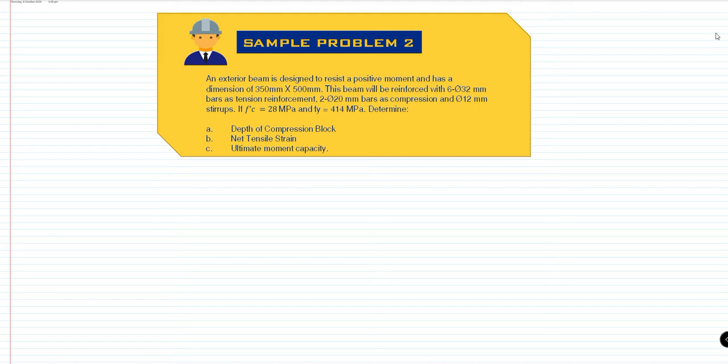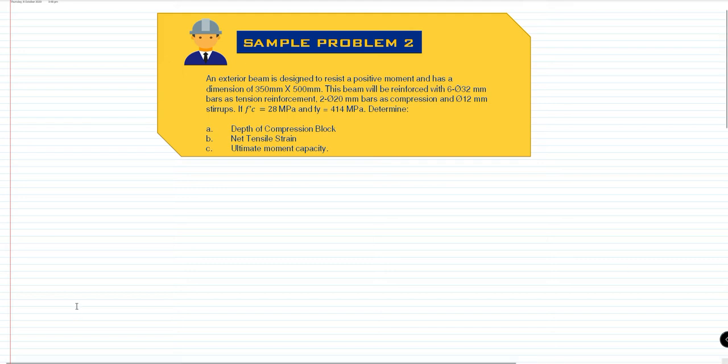Sabi dito sa problem number 2, an exterior beam is designed to resist a positive moment and has a dimension of 350 mm by 500 mm. This beam will be reinforced with 6 diameter 32 mm bars as tension reinforcement and 2 diameter 20 mm bars as compression and diameter 12 mm stirrups. If f'c is equal to 28 megapascal and the fy is 414 megapascal, we are asked to determine the depth of compression block, the net tensile strain, and the ultimate moment capacity ng beam na given.